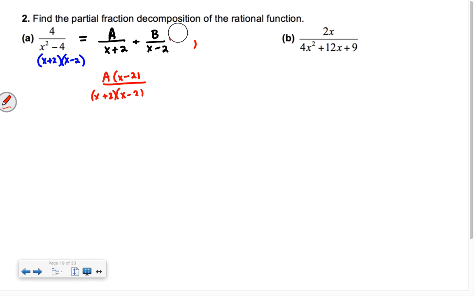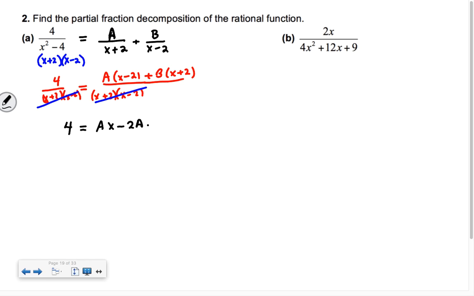Right? So I'm going to end up getting the numerator as a times x minus 2 plus b times x plus 2, over that same thing, x plus 2 times x minus 2. But all of this is equal to 4 over x plus 2 times x minus 2. So these denominators are useless, we don't worry about them. They're the same. And we have this equation where 4 is equal to ax minus 2a plus bx plus 2b.